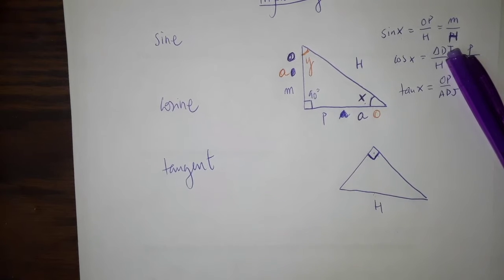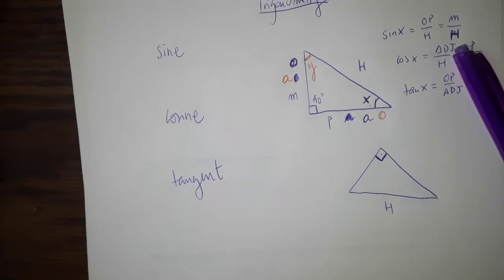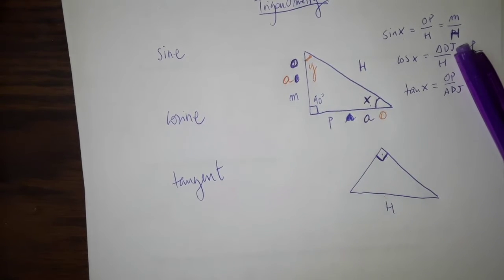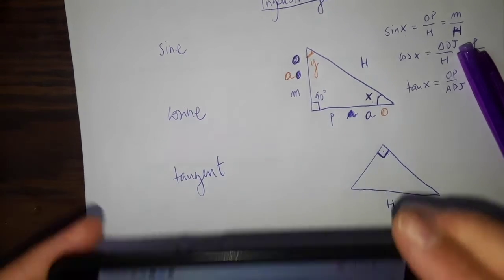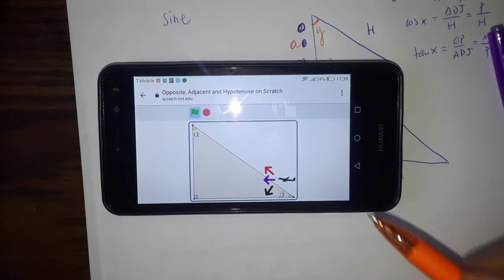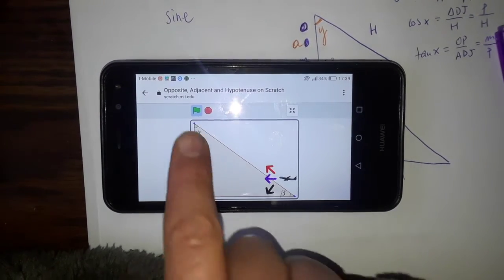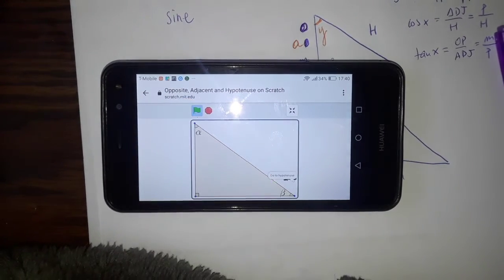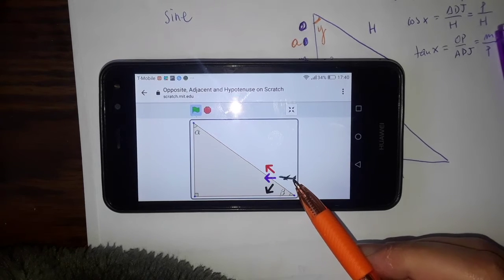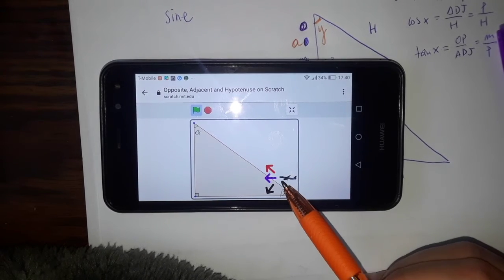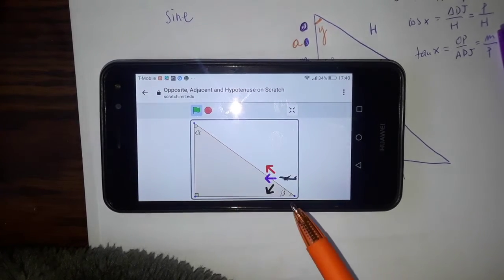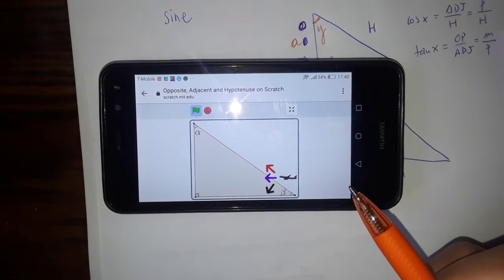If you really want to understand this and it's still confusing, I have linked you below the video. You have a link, and you have this game. This game is asking you, if you click here, go to hypotenuse, which one is the hypotenuse? Is it this one? Is it this one? Or is it this one? Well, Mick, what do you think?